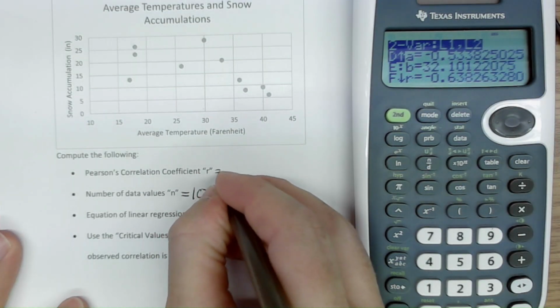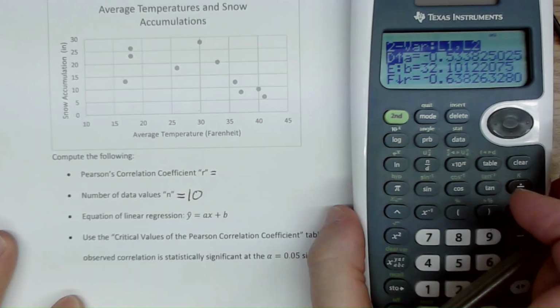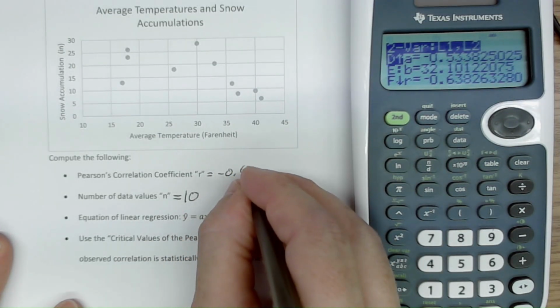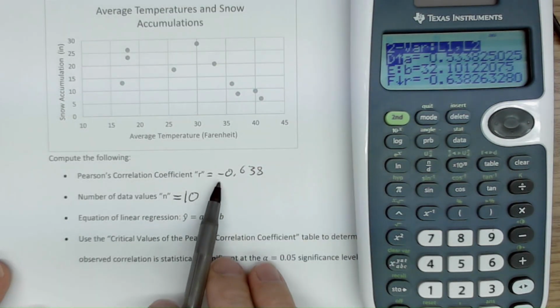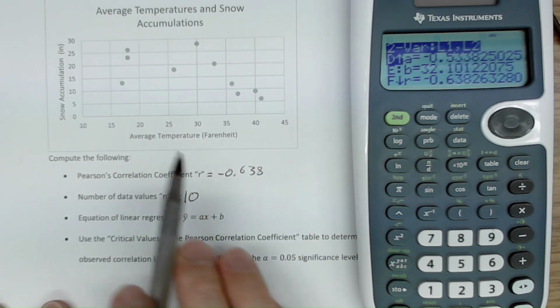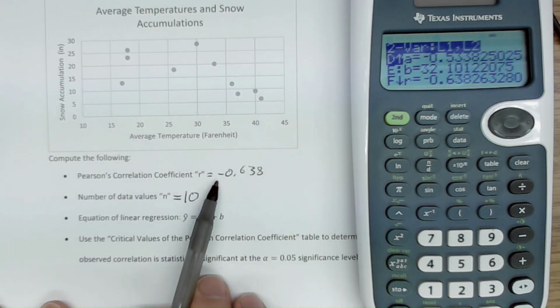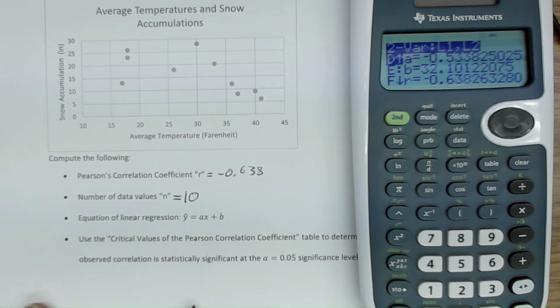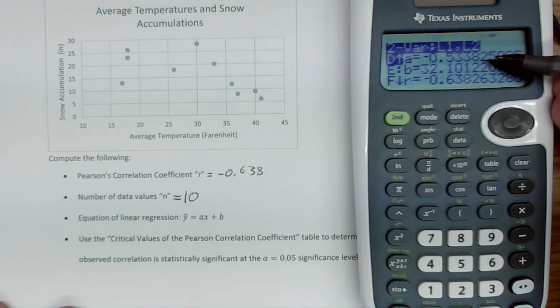So in this case, R is equal to negative 0.638. If the R value is negative, it means you have a negative correlation. If the R value was positive, it would mean you had a positive correlation. The equation of the linear regression utilizes A and B.